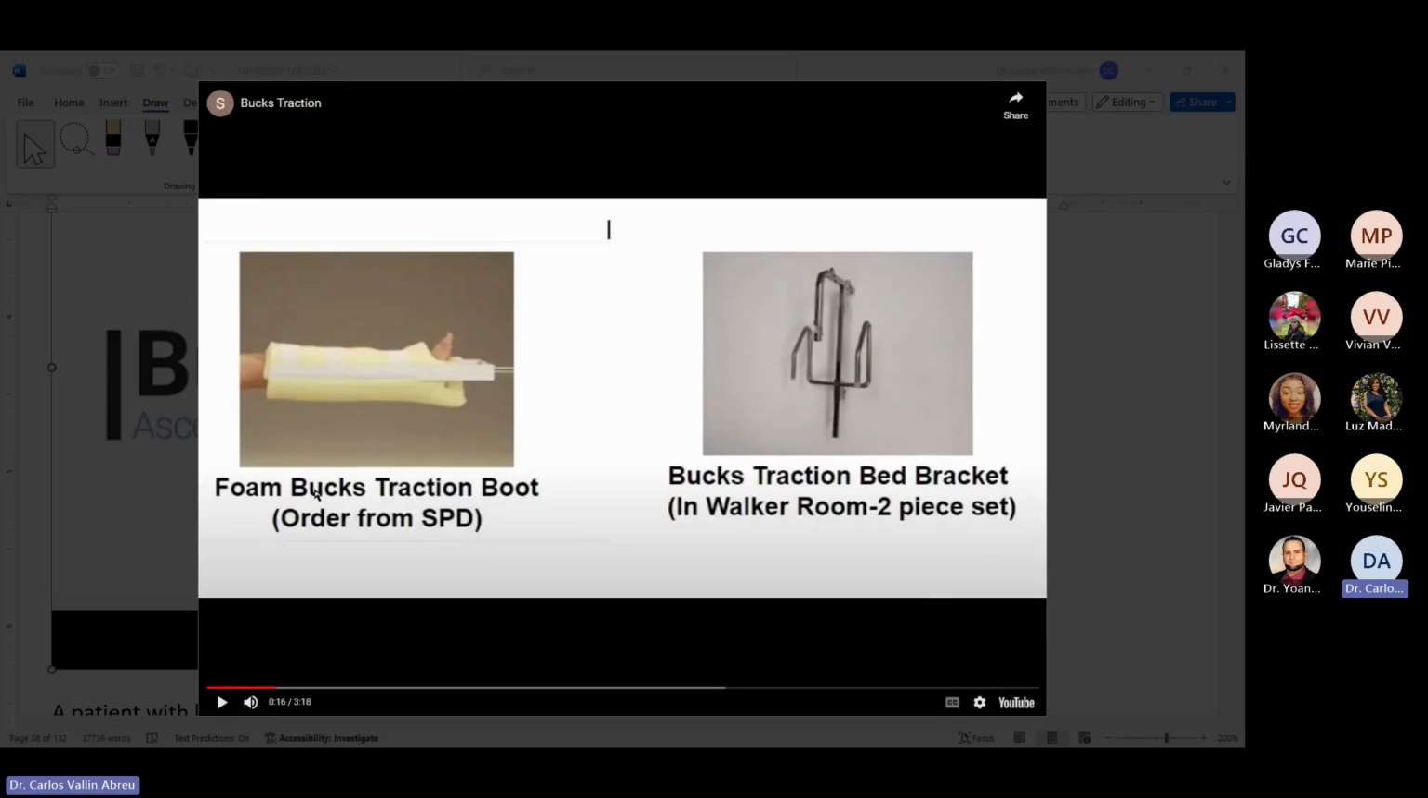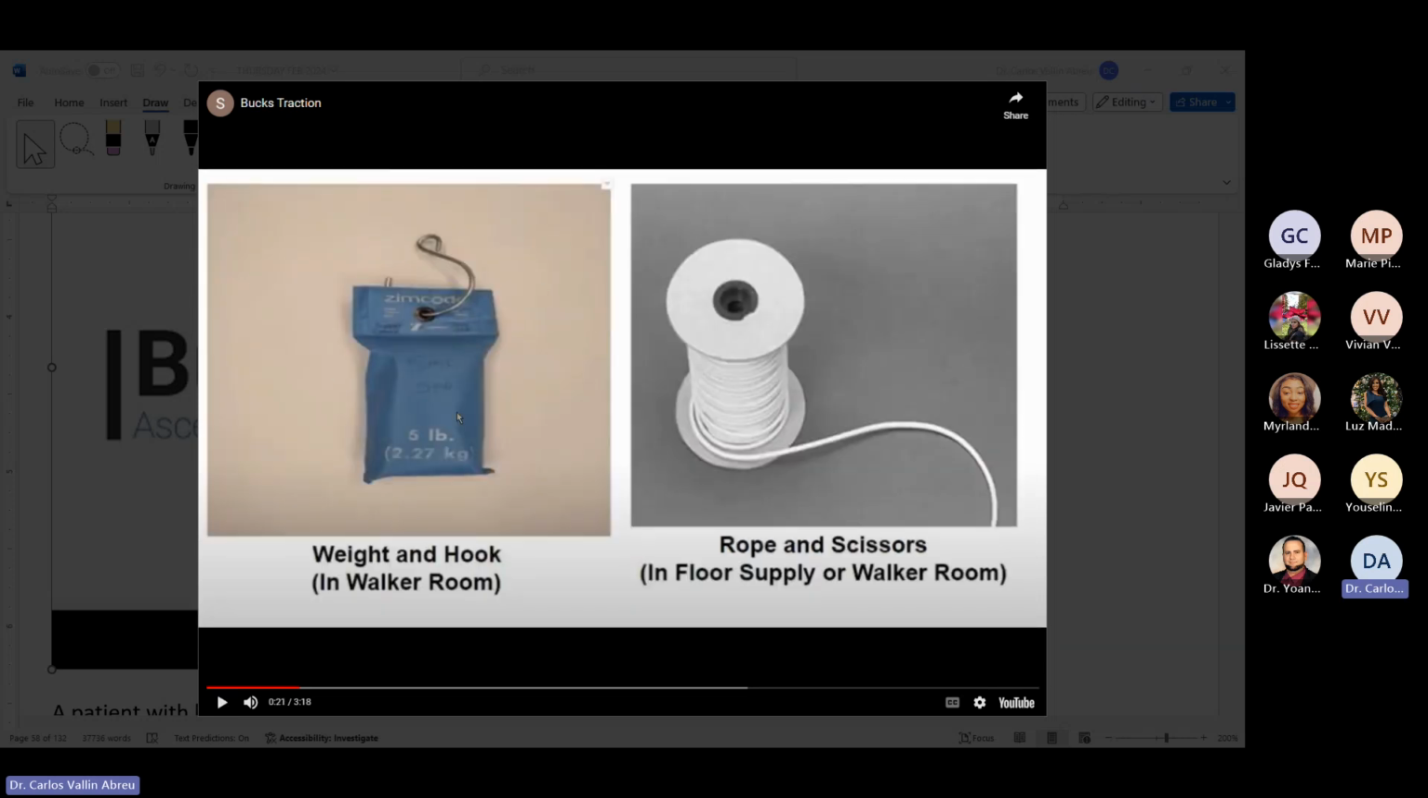Okay. The supplies: the boot is a form of boot that is going to be wrapping the leg, and is going to be attached to the rope that is going to be pulling the leg. You need a weight. Usually it's 5 pounds. Okay, 5 pounds is the most common amount of weight used in the traction, and of course rope.